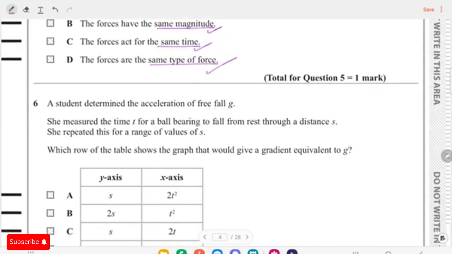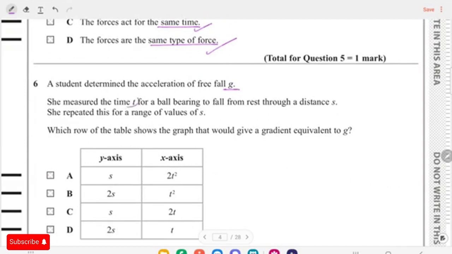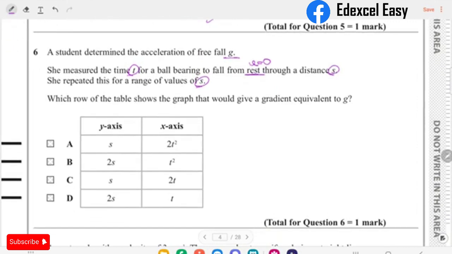A student determined the acceleration of free fall, g. She measured the time for a ball bearing to fall from rest, initial velocity 0, a distance of s. She repeated this for a range of values of distance s. Which row of the table shows a graph that would give a gradient equivalent to g? Okay, so obviously we can understand that all she measured was distance and time, and she doesn't have the value for final velocity. So out of all the equations of motion, she can only use s equals ut plus half at square, and it's quite easy also because the initial velocity was 0, so this entire product will be 0.